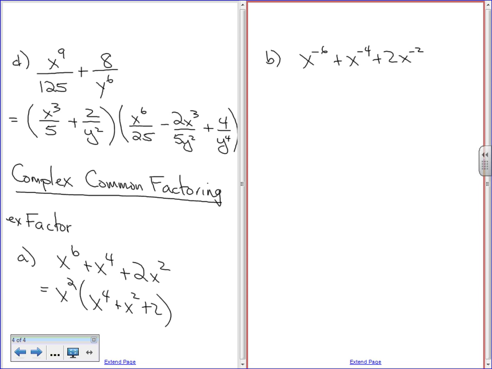But now I'm going to throw in negative exponents. So the concept's exactly the same. The common factor is the same variable with the smallest exponent. So what would the common factor be in this question? Right, x to the negative 6. So x is the common variable, and negative 6 is the smallest exponent.